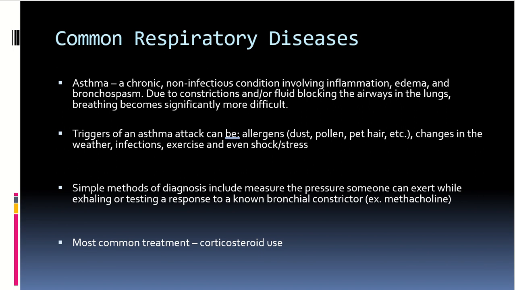It is chronic and it typically involves inflammation, edema, and bronchospasms. Inflammation is the overactive response of the immune system, edema is where fluid builds up, and bronchospasms are where the bronchi are vibrating in a non-productive way. Due to constrictions and or fluid blocking the airways into the lungs, this process of asthma can essentially make it more difficult to actually breathe.